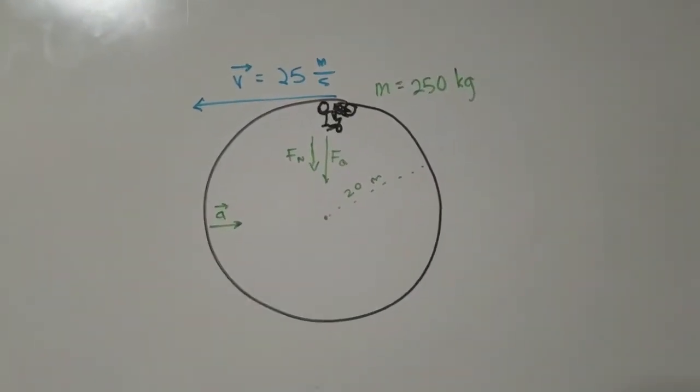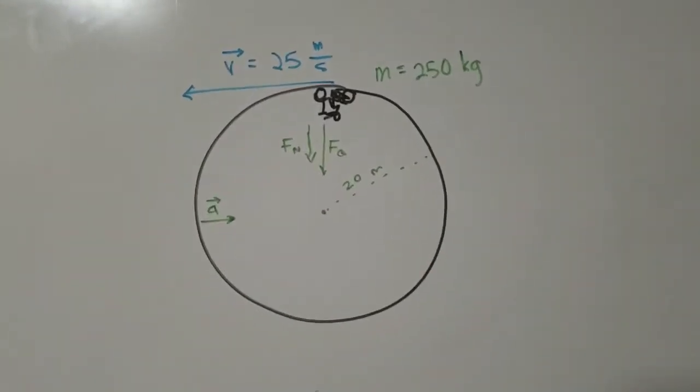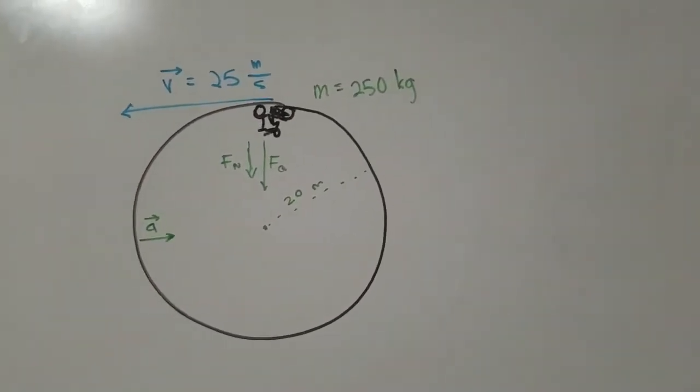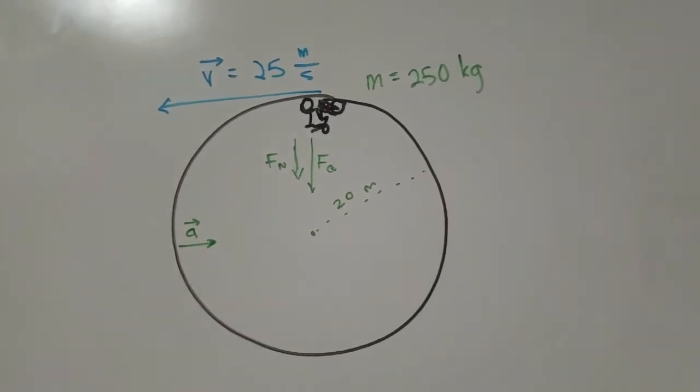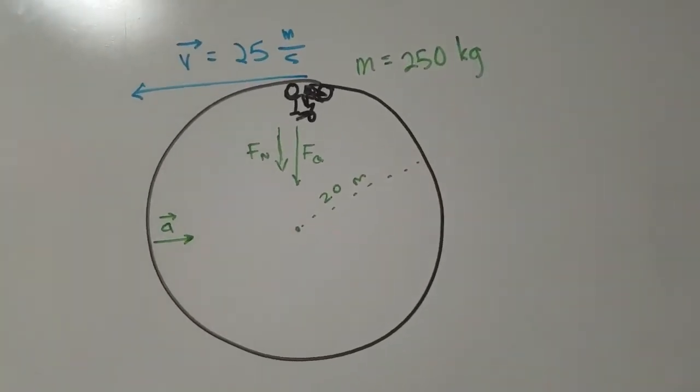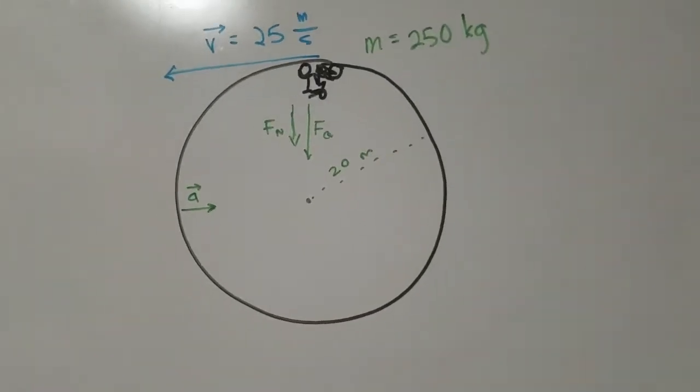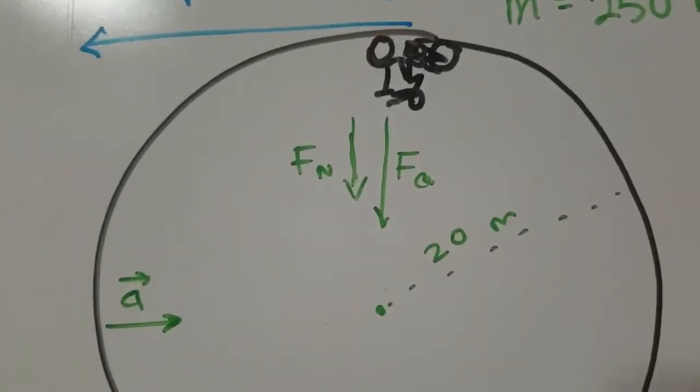As with all of these problems, we have to draw a force diagram first, and as you can see, I've given the mass of the rider and the bike together. I've also shown the radius of the loop that he's going around, and I've given the velocity as 25 meters per second. You can also see that I've drawn the forces here.